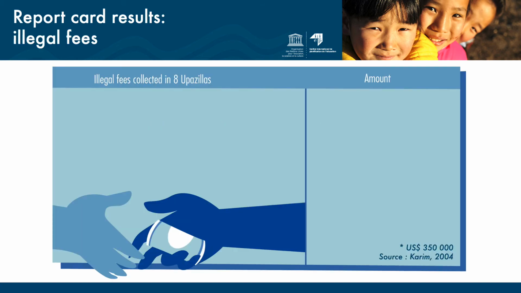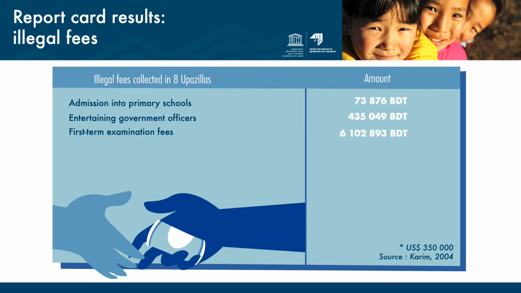This table shows the results of a report card survey that was conducted in 8 upazilas, or 8 districts, from Bangladesh. It shows the diversity of fees that were collected in these different districts. It also presents the amounts that were collected for each of these fees. You see that some of the fees were devoted to admission into primary school, other fees to the entertainment of government officers, and that there were a variety of fees related to examination.